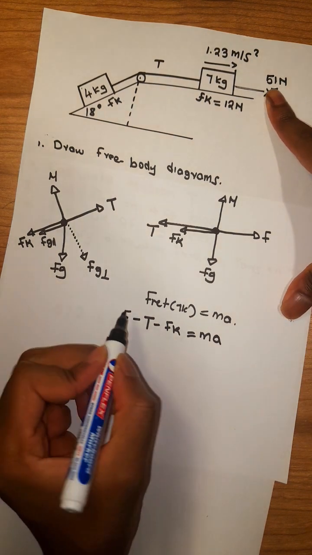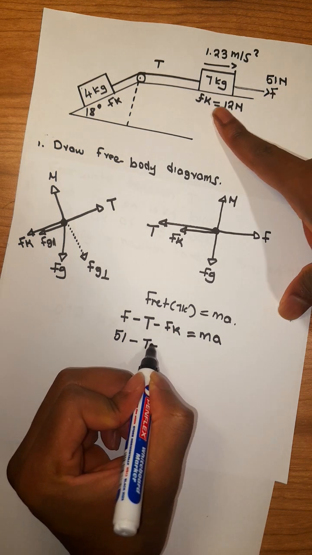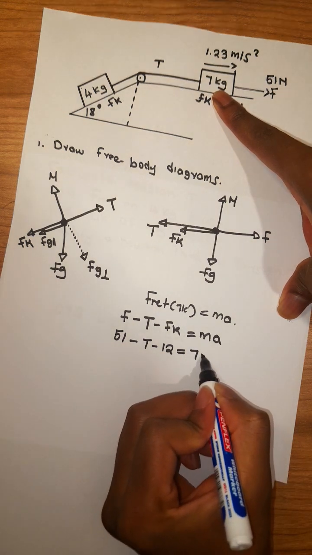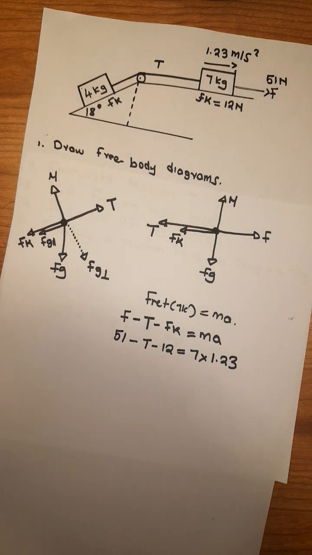You realize that your Fa is going to be 51. You are looking for tension, and you realize that Fk is going to be 12. You are having your mass that is 7 multiplied by 1.23. All right, so what is 51 minus 12?